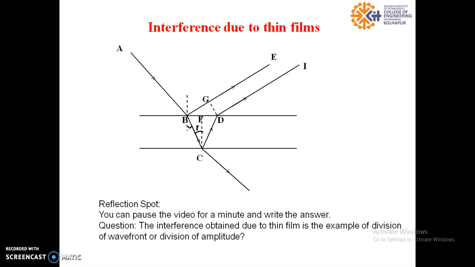Okay, I hope you have written the answer. Here what happened? Incident ray is there, it gets reflected and refracted. So here division of amplitude takes place. So this is the example of division of amplitude, and Young's double slit experiment is an example of division of wavefront.